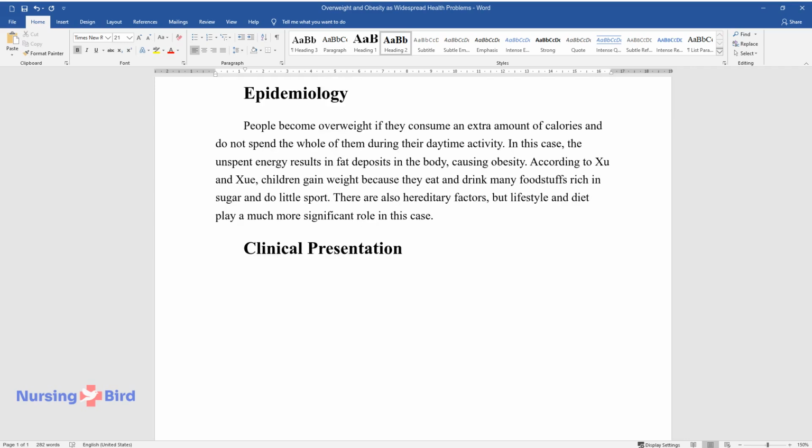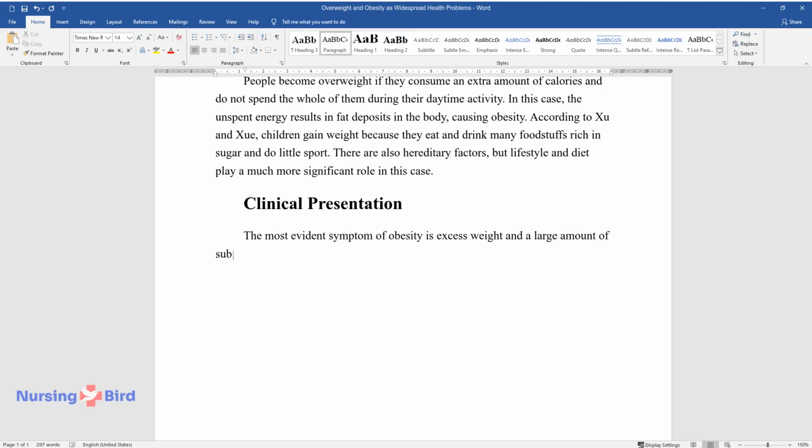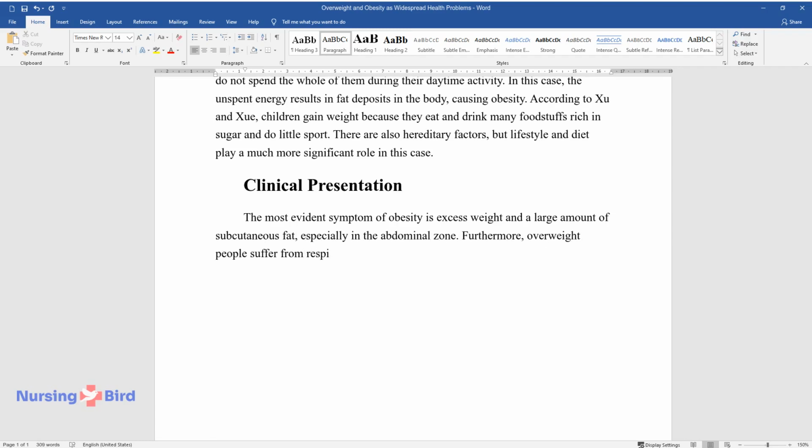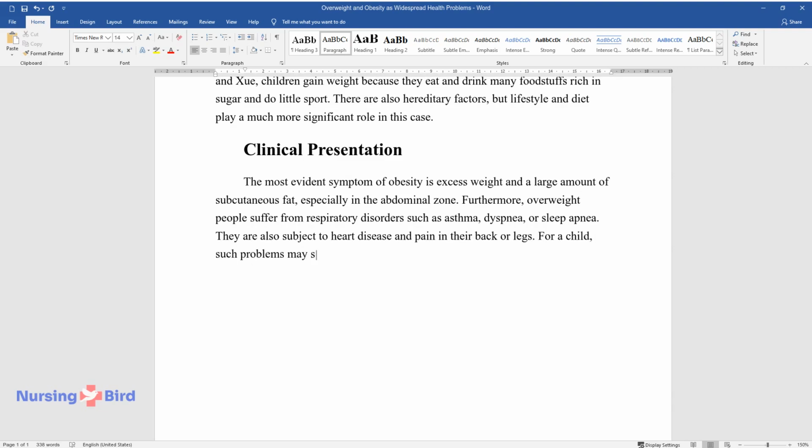Clinical presentation. The most evident symptom of obesity is excess weight and a large amount of subcutaneous fat, especially in the abdominal zone. Furthermore, overweight people suffer from respiratory disorders such as asthma, dyspnea, or sleep apnea. They are also subject to heart disease and pain in their back or legs. For a child, such problems may seriously interfere with a normal lifestyle.